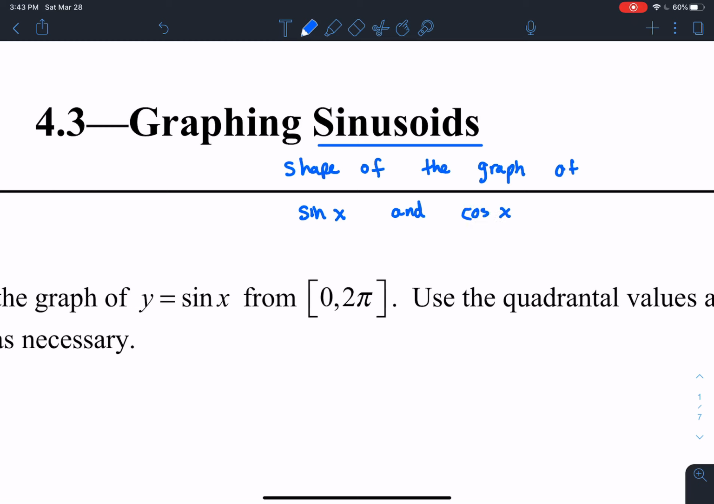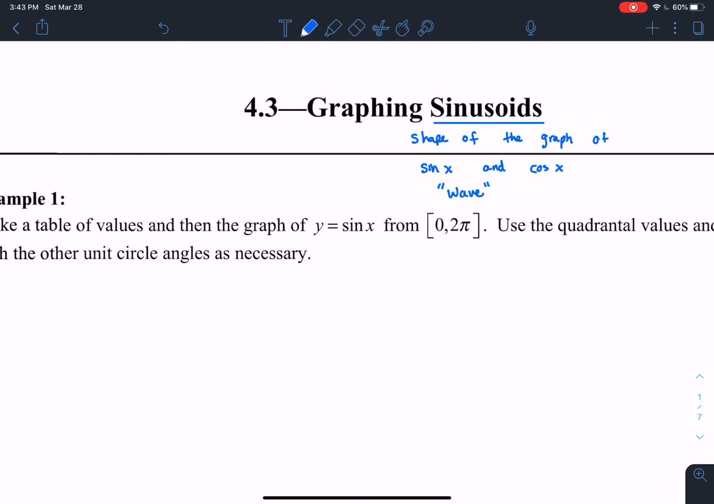Okay, so in this lesson, we're going to be talking about graphing sine and cosine, and what the shape looks like is a wave. The graphs of both of these are actually pretty similar. It's really just the points that you're starting at. That's the main difference between the two.